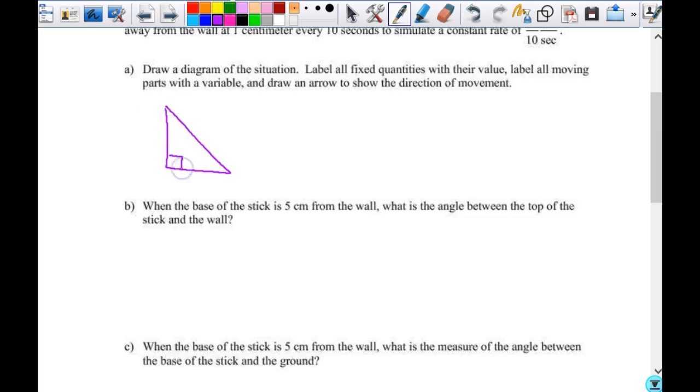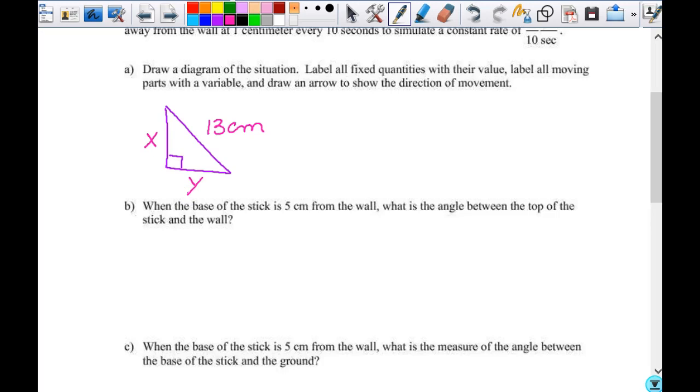What would my fixed quantity be? 13 centimeters, because the length of the craft stick isn't going to change. So that is 13 centimeters. And my right angle also is not going to change. But as this slides down the wall, this length is going to change and this length is going to change. So I'm supposed to label those with a variable. I'm going to call this one X and this one Y. It really doesn't matter which is which. Sorry if yours is opposite, but I would suggest you change it so it matches mine so you're not confused, but that's up to you.